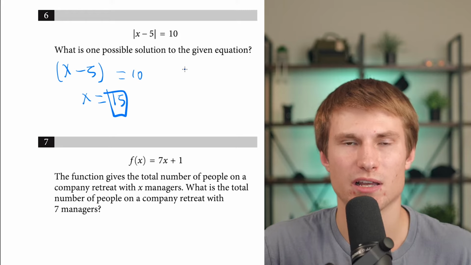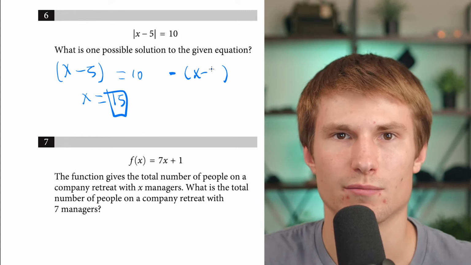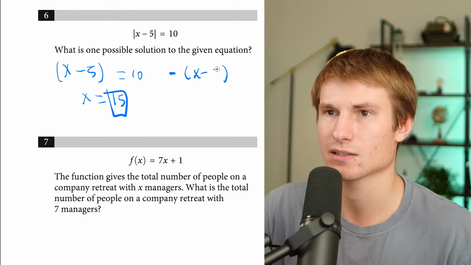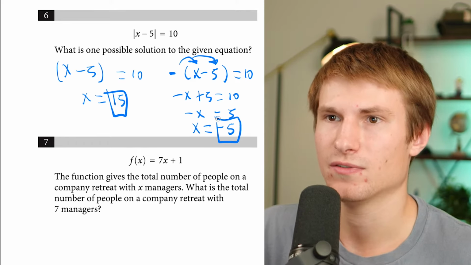The other possible answer is you take everything that's in that parentheses, you throw a minus sign in front. So you have minus (x minus 5) is equal to 10. We distribute our minus sign to x and negative 5. That's going to get you negative x plus 5 is equal to 10. From there, we subtract 5 from both sides. That'll get you 5 is equal to negative x. You divide both sides by negative 1, and that would get you x is equal to negative 5. Okay, so answers here would be 15 and -5.